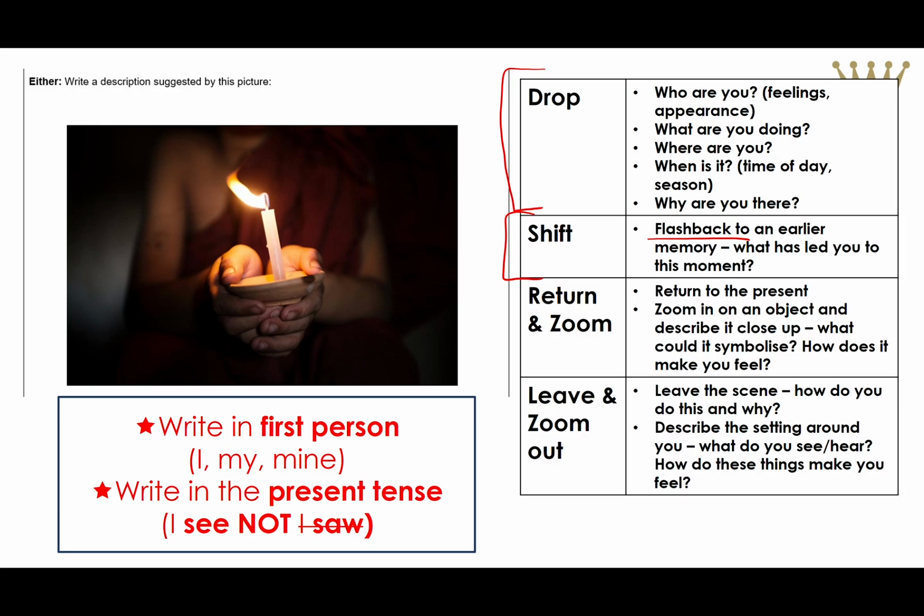Then we're going to return to the present. We return to the present and then we pick an object. Now with object, it can also be a person, and we describe it close up. We describe it in lots of detail and we start thinking, what does it symbolise? How does it make us feel? You've got to pick an interesting object for that.